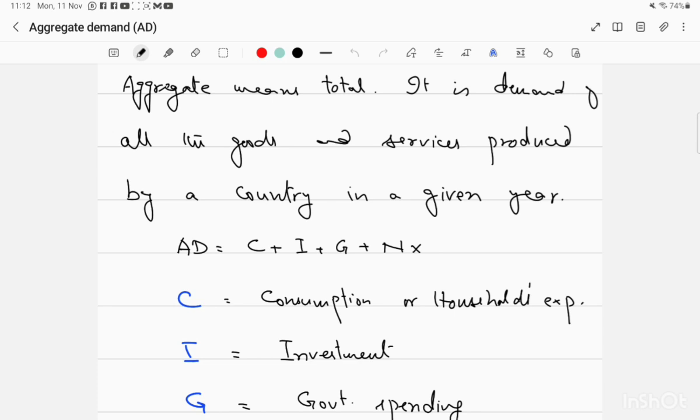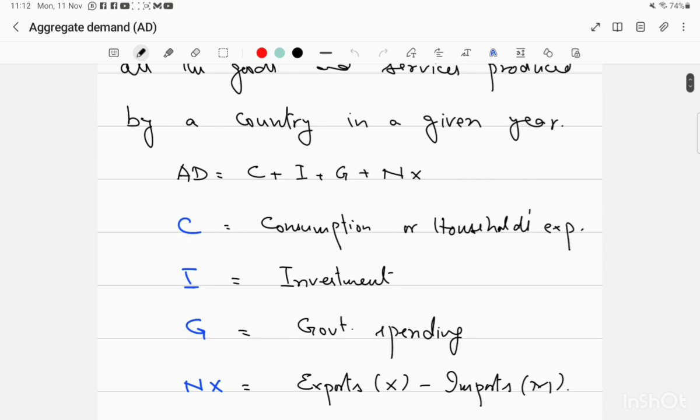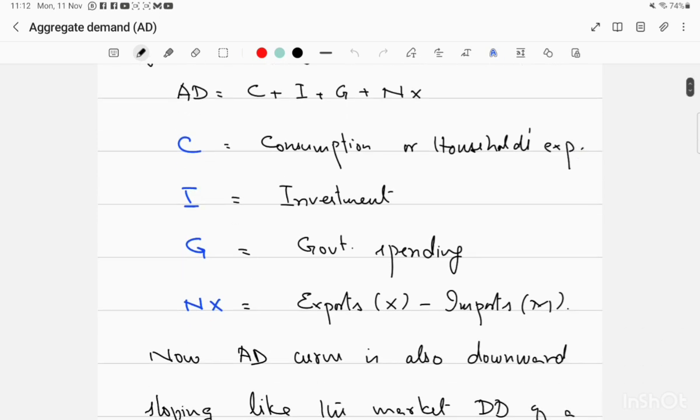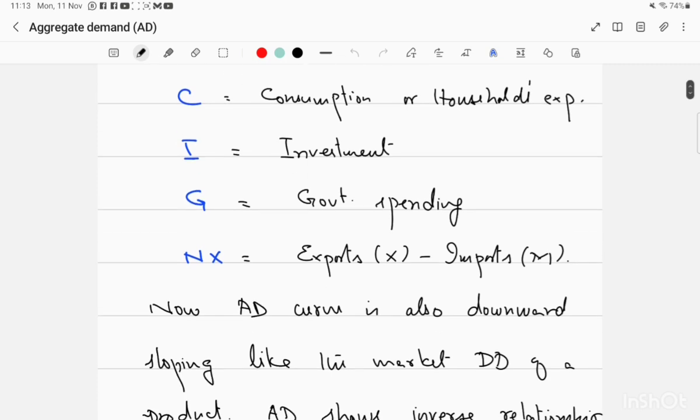C stands for consumption, that is the household expenditure on the consumption of goods and services. Investment is the producers' expenditure on buying capital goods, which will further increase the level of goods and services produced by a country. G stands for government spending, that is the expenditure on development projects which will create employment opportunities, and that will be the reason for an increase in aggregate demand in the country.